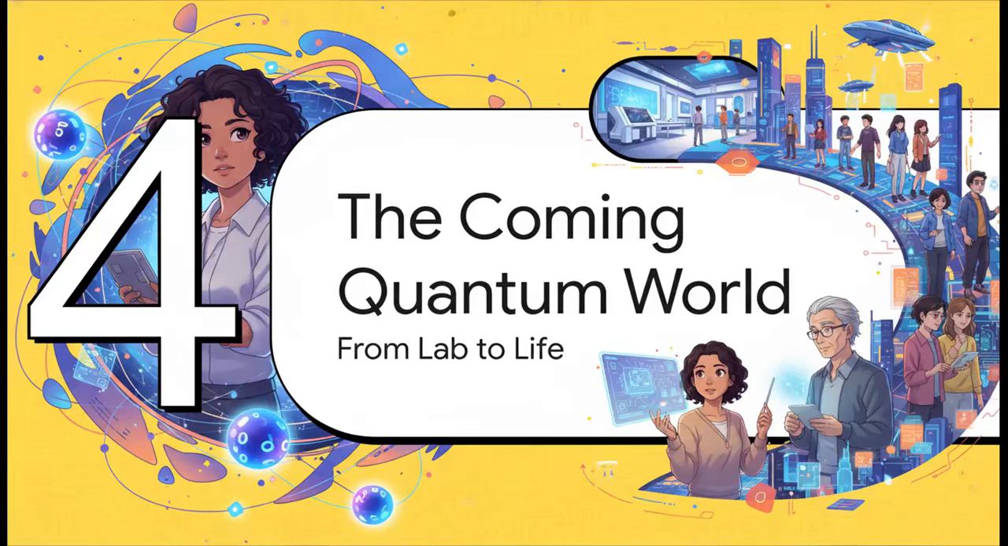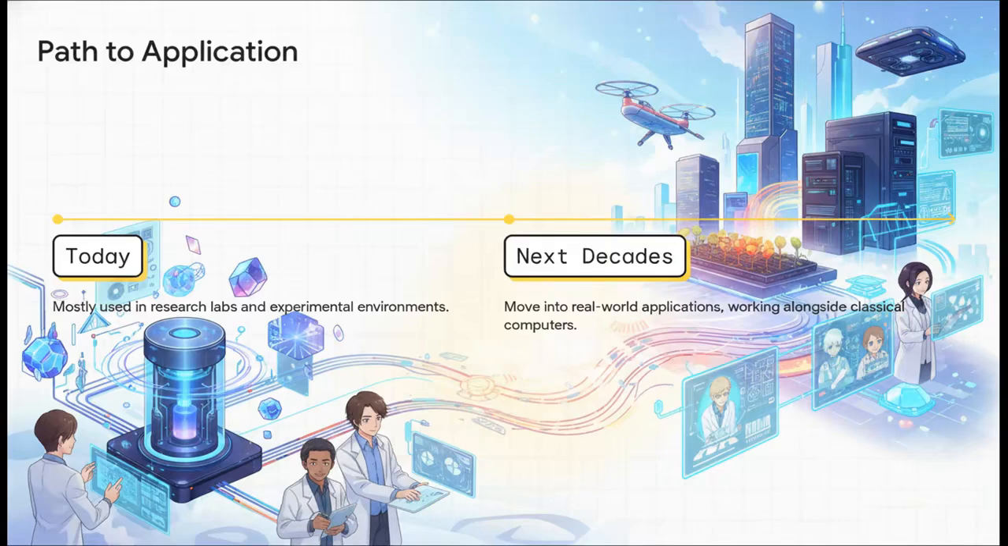So where do we go from here? Let's take a look into the future, at the coming quantum world. So the path forward is a gradual one. Today, we're deep in that experimental phase. But over the next couple of decades, the expectation is that we'll start to see these quantum machines begin to tackle some of those huge, real-world problems. And they won't work alone. They'll work in partnership with our regular computers, creating a kind of hybrid system where each machine does what it does best.